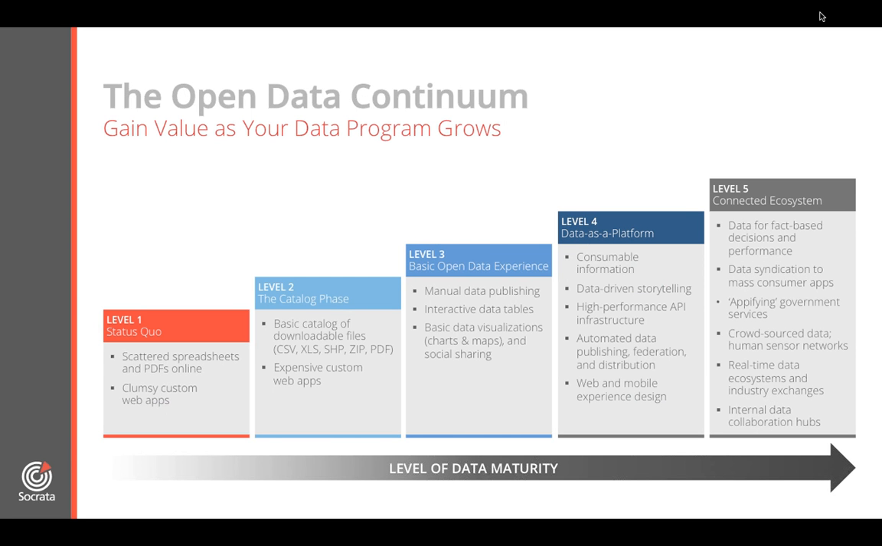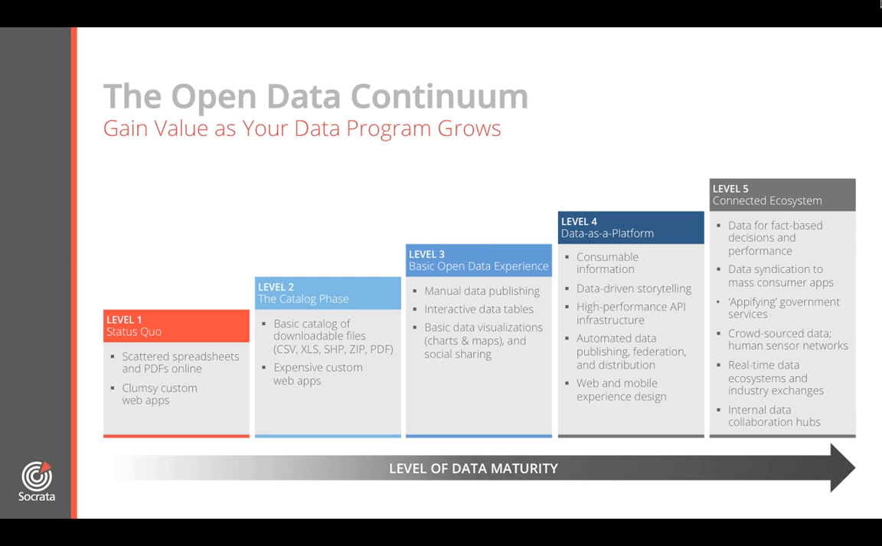This is what we see as the open data continuum model. Right now, most organizations live in what we consider level 1, which is the status quo. There are scattered spreadsheets online, PDFs online. You can't do a whole lot with PDFs. They are not machine readable. They might as well be an image on the screen. And we really want to get access to that data in a format that makes, again, a lot of sense for developers, for community members to do things with that information. The level 1 status quo is also a bunch of clumsy, what we consider clumsy, custom, one-off web applications.